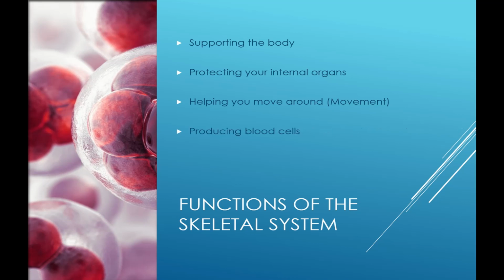Producing blood cells. So we mentioned the red bone marrow, which helps to produce red blood cells. Of course, with that, there are different parts of blood. So we have the platelets, we have the red blood cells, and we have the white blood cells. So it's all within the marrow of the bone, long bones particularly, where these blood cells are produced.